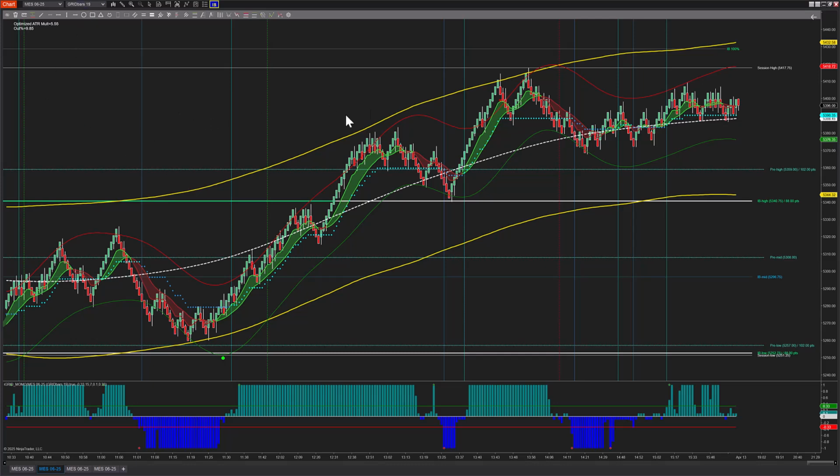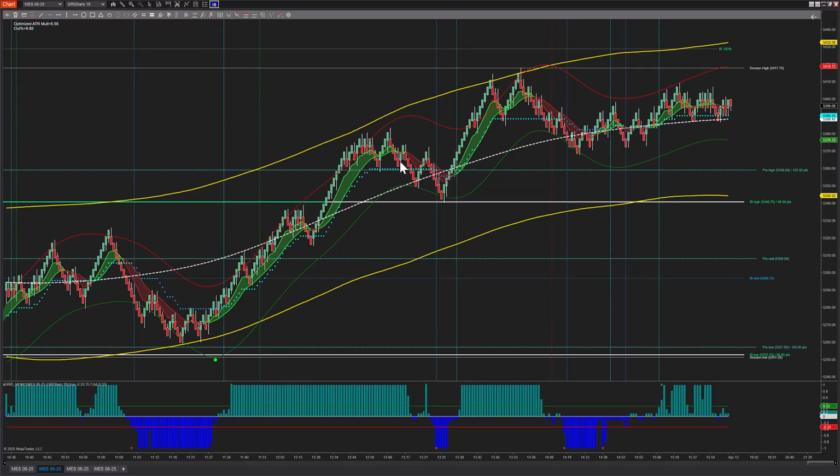19 bars. One thing about Renko, you have to be careful of. You have to understand the way that they're formed. With a 19-bar Renko, that means we have a 56 tick range. You can see it right here.